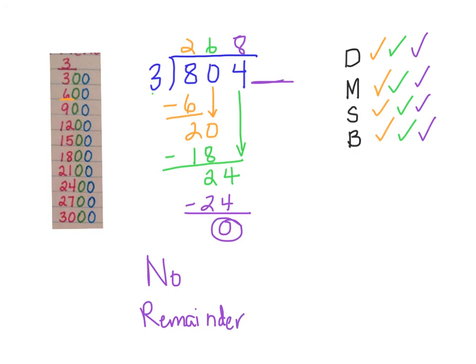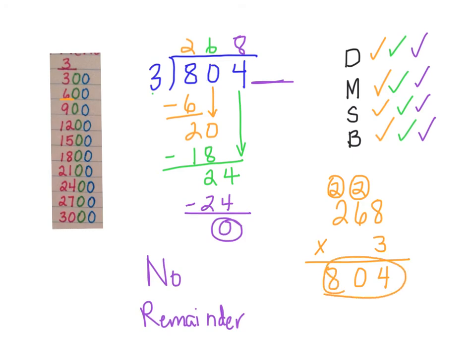To check my work, I take my quotient, 268. I multiply it by my divisor of 3. 3 times 8 is 24. 3 times 6 is 18, plus 2 more is 20. 3 times 2 is 6, plus 2 more is 8. And 804 is exactly what I started with up here. So if I have the same thing, if they're both equal, my answer must be correct.